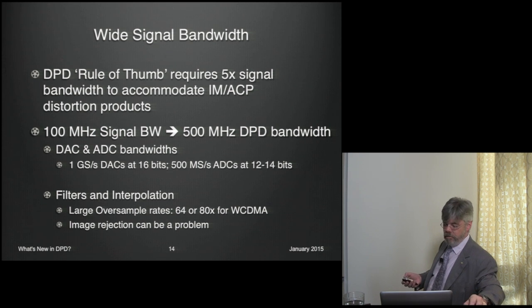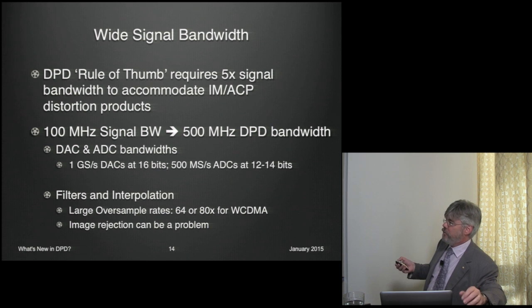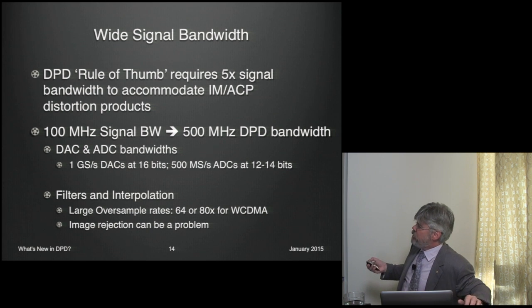So we've already sort of mentioned this. With the wide signal bandwidth, as we saw, the DPD rule of thumb is maybe 3 to 5 times signal bandwidth to accommodate the IM and adjacent channel products. That tells us 100 megahertz signal bandwidth requires a 500 megahertz DPD bandwidth, so a very high sample rate of the DPD system. So we've seen that in terms of the RF bandwidth in the previous few slides.